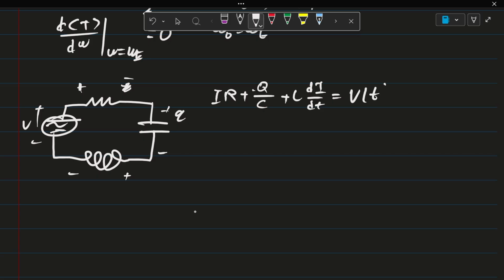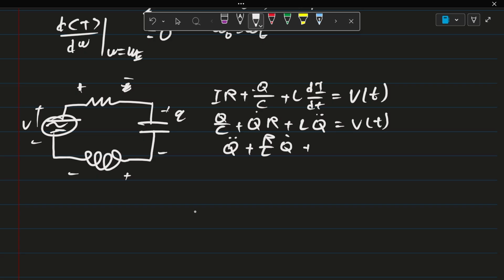The voltage with respect to time. And so you could just simplify everything straight away. I is dq over dt. So this would be q over c plus q dot r plus l q double dot equaling v(t). And so you could divide everything by l: q double dot plus r over l q dot plus 1 over cl q equaling v(t) over l.